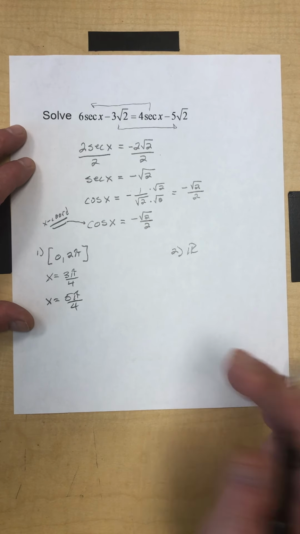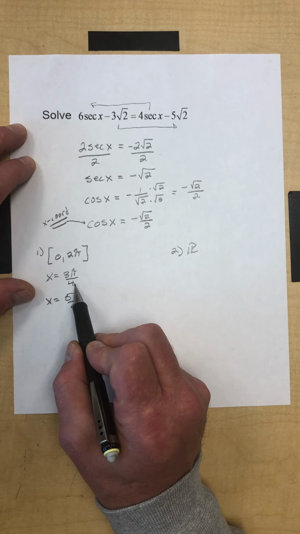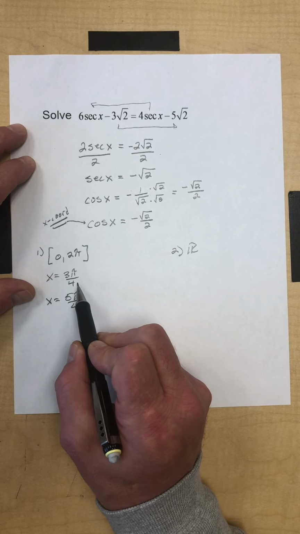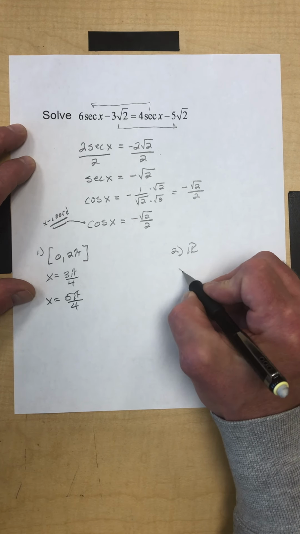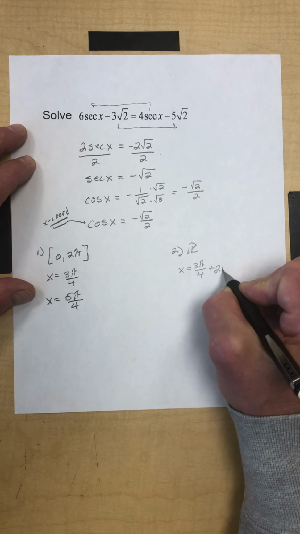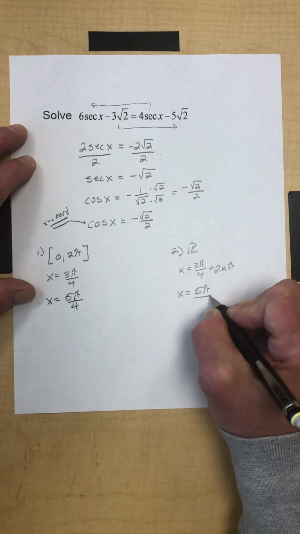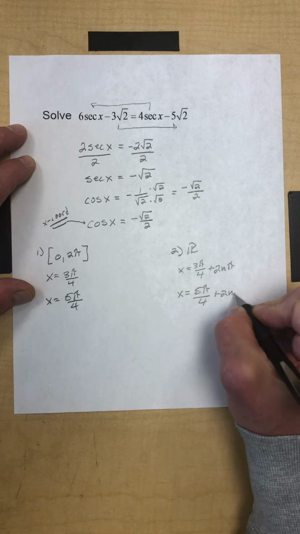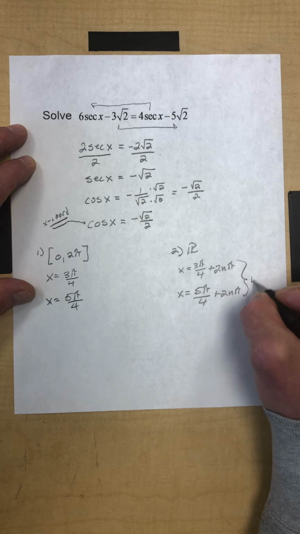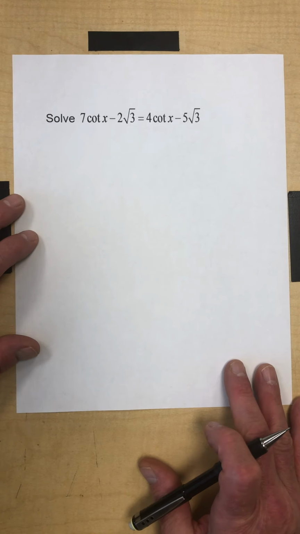Okay. And then just like the last one, if we want to solve it over the real numbers, I have to keep adding the even multiples of pi, so multiples of 2 pi. Okay, so this would give us 3 pi over 4 plus 2n pi, and it would also give us 5 pi over 4 plus 2n pi, where obviously n is an integer. Okay. All right, so that's good. We got time for one more. Let's get one more out of the way. And let's do a cotangent.